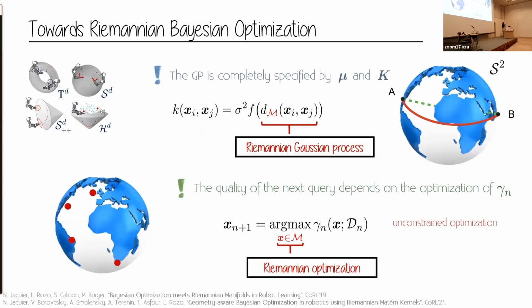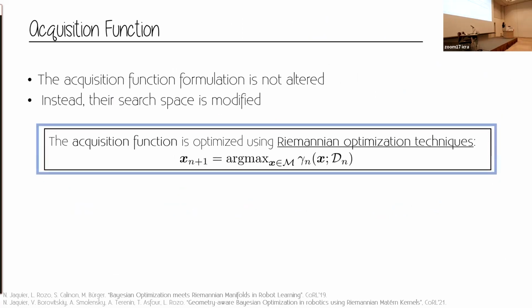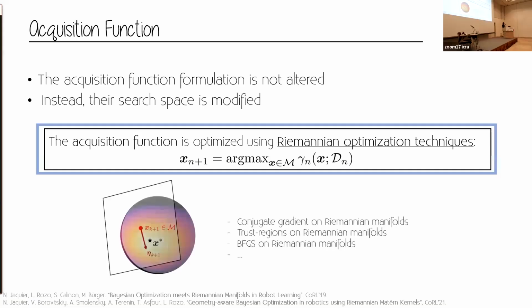Okay. So this allowed us actually to do the first step to modify our Bayesian optimization algorithm. And the second step, optimizing the acquisition function, is exactly what I discussed during the first part of the talk. So we don't change the formulation of the acquisition function, but we actually use Riemannian optimization techniques to optimize this acquisition function, right? You can use first order methods, as we showed in the first part. It's completely fine. You can basically pick what works best for your application.